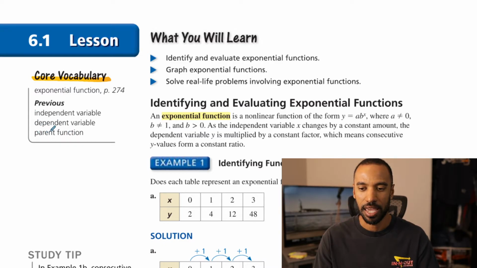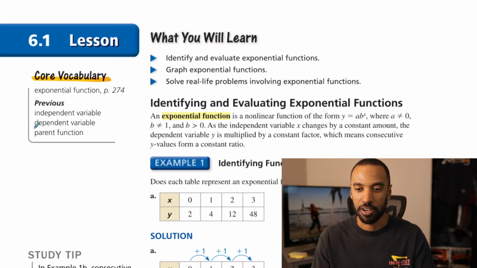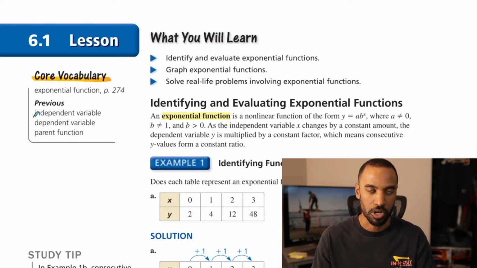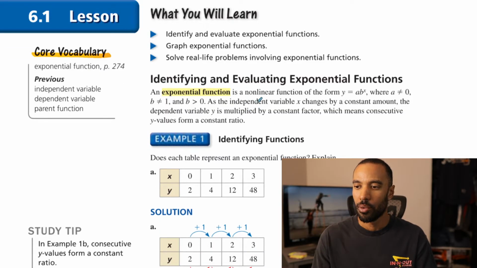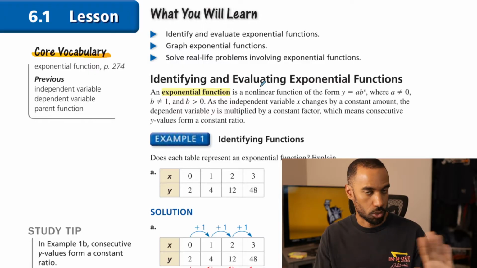Parent function is just the basic non-transform. It sounds like we are going to transform them then. Parent function, and then independent, dependent variables are your x's and y's. Okay, guys, an exponential function is non-linear, doesn't make a straight line. Straight off the bat, we want to know that.